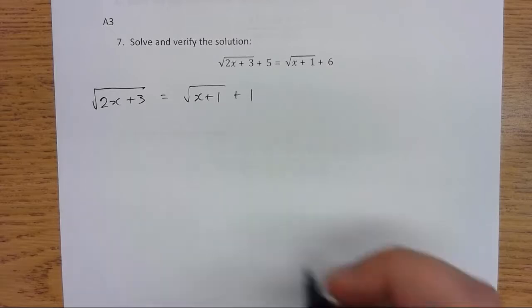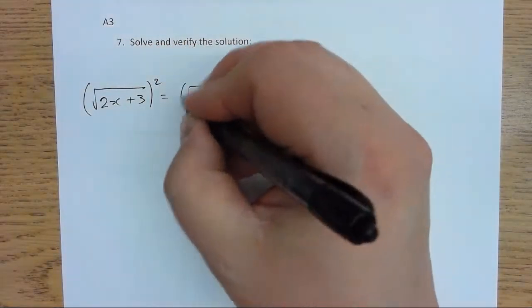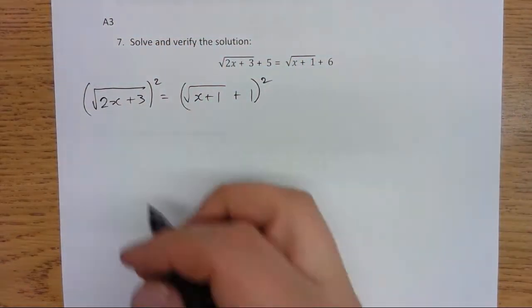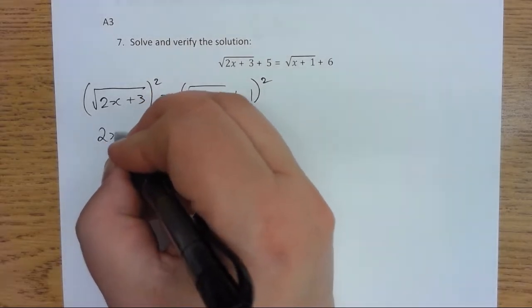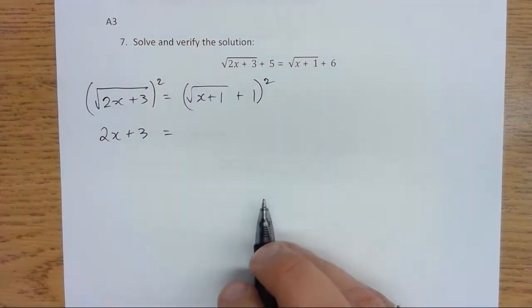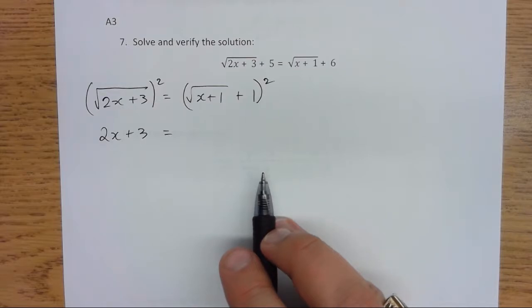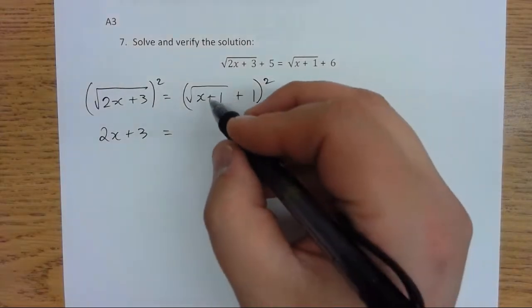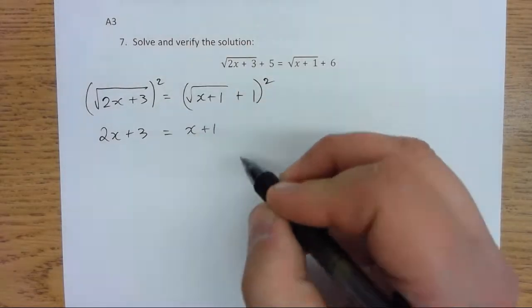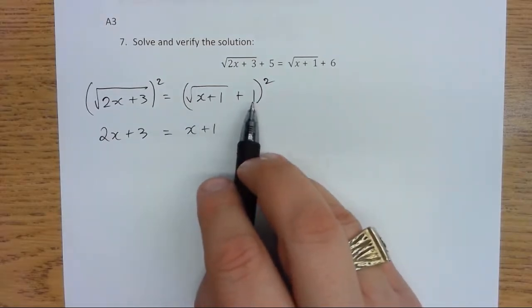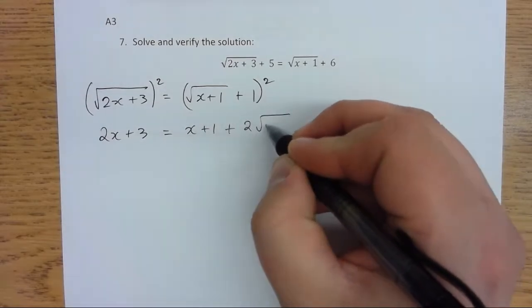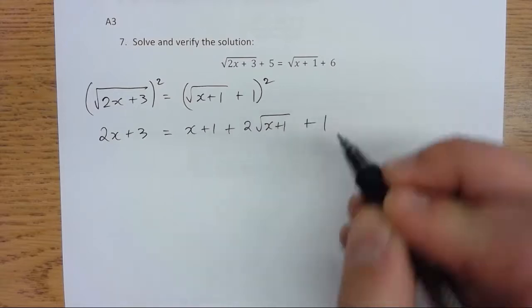Now my job is to square both sides of the equation. Well, the left is pretty easy. When you square a square root, you just get the thing inside of it. But the one on the right-hand side is a little more work. I'm going to have to square the first term, then multiply the two terms together and double it, and then square the last term.